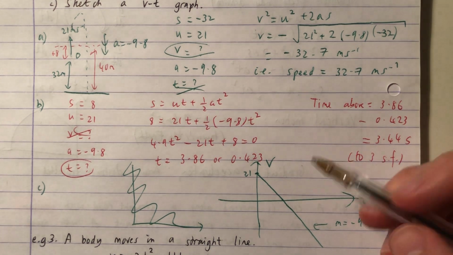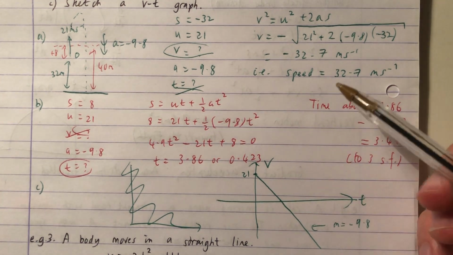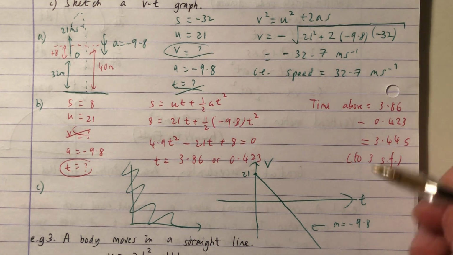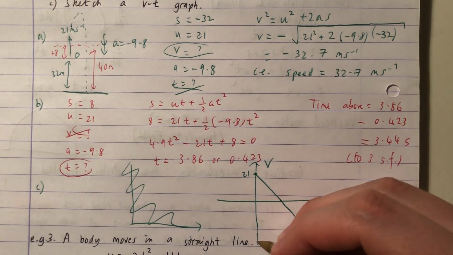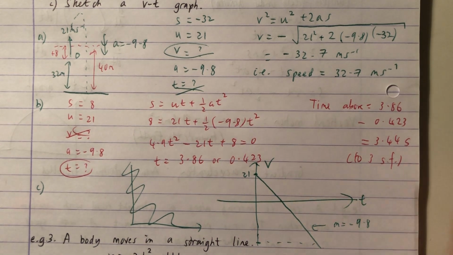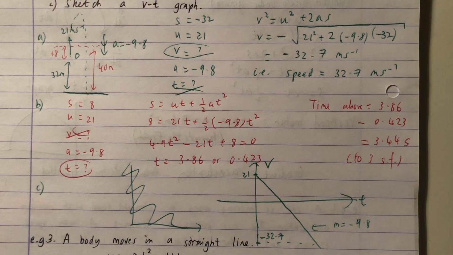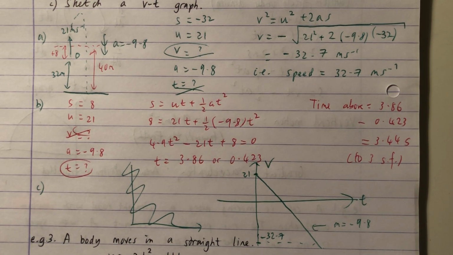and we didn't work out the time it took to get to its max height, so I can't label that in. But maybe I put in the final velocity, which was negative 32.7. I'll put that in just in case. And that pretty much would be it.